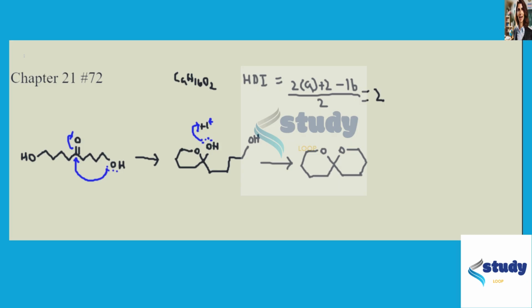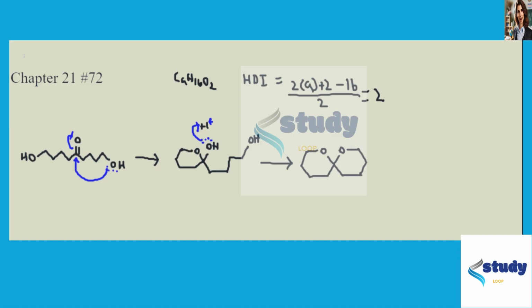If we count carbons and hydrogens and oxygens, obviously there's 2 oxygens. There are 1, 2, 3, 4, 5, 6, 7, 8, 9 carbons. Each carbon, except for this central tetrahedral carbon, has 2 hydrogens on it. So 8 times 2, there are 16 hydrogens. So this fits with the formula that we were given. It fits with the HDI that we calculated, and it is indeed the answer to this problem.